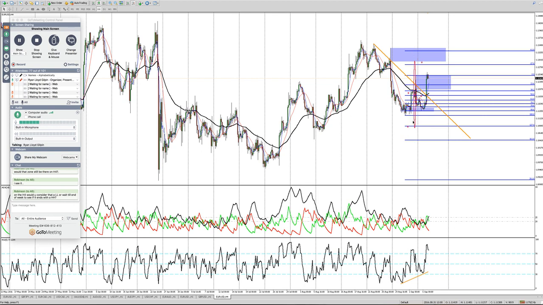Wow. All right, hold on. This is so not happening. All right, boom. The neckline is right here, and price already broke past it.